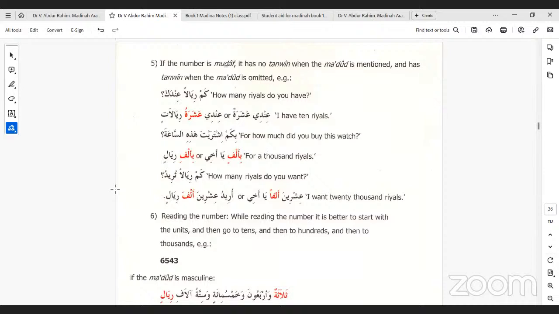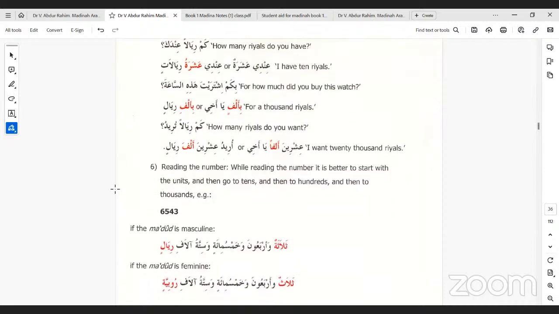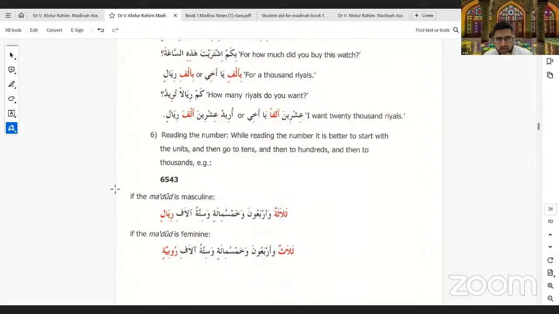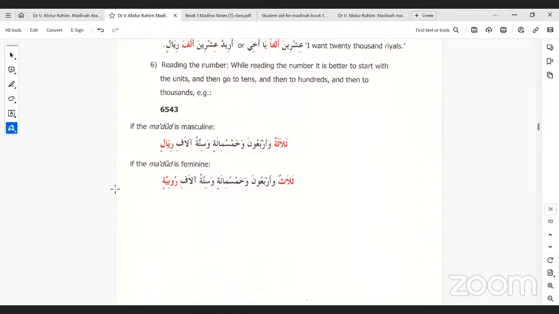Example, if the ma'dud is masculine, ثلاثة وأربعون وخمسمائة وستة آلاف ريال. ستة آلاف, right? So it is ثلاثة, and there is tanween. Yes, correct. ثلاثة وأربعون وخمسمائة وستة آلاف ريال. 6,543, correct. And then finally, if the ma'dud is feminine, ثلاث وأربعون وخمسمائة وستة آلاف روبية. Excellent.